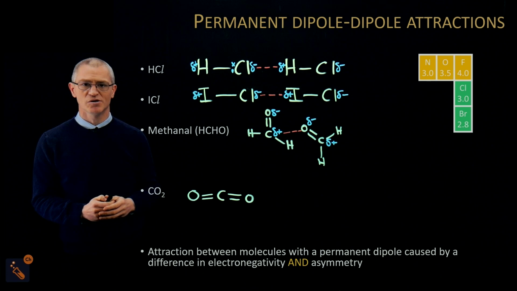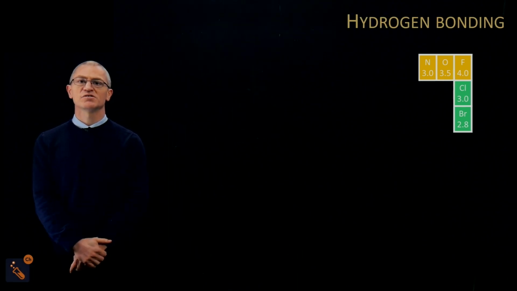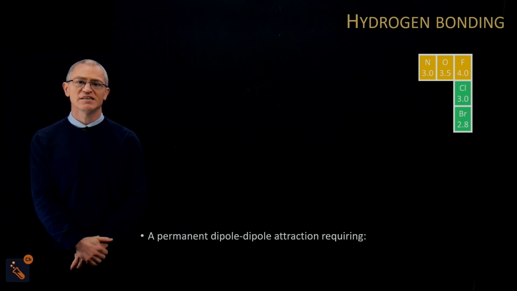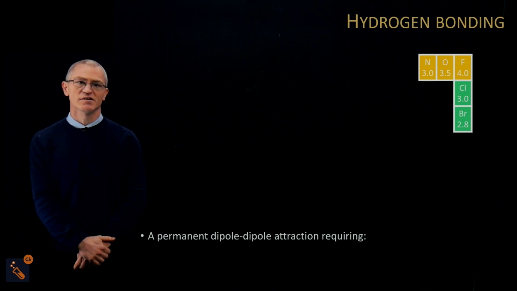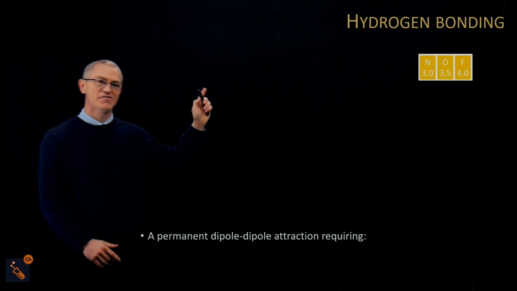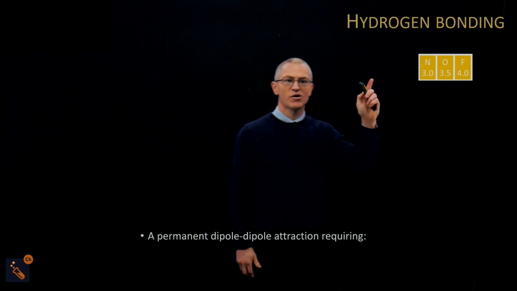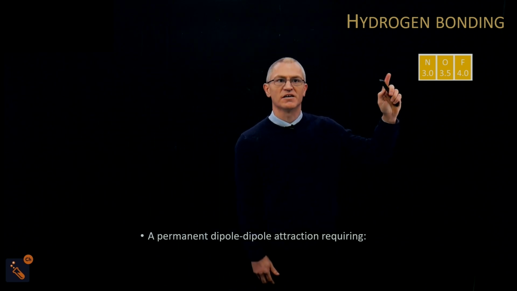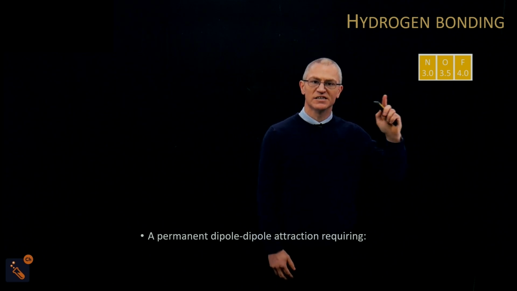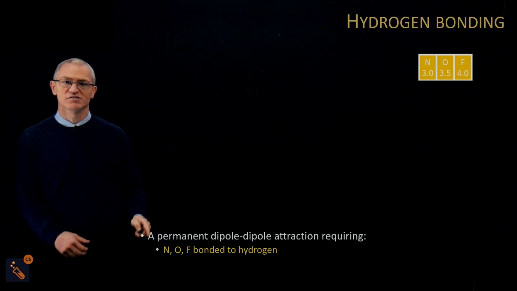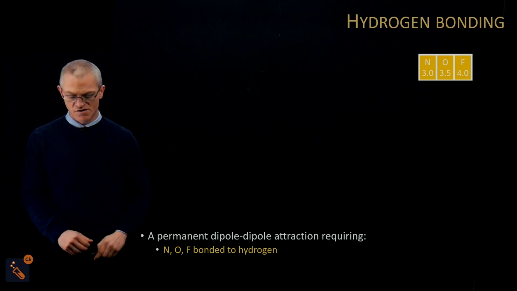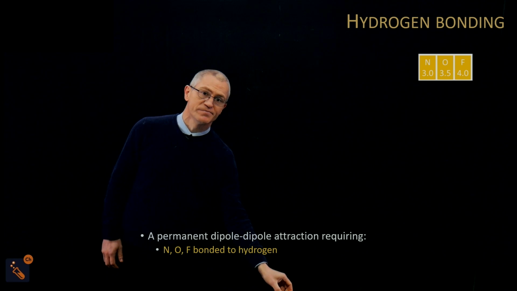We're now going to move on to hydrogen bonding, and we're going to talk about how to draw hydrogen bonds. So first of all, we need to do hydrogen bonding. We need a permanent dipole attraction requiring, okay, N, O or F. So this is why I went NOF clubra, okay, because NOF is the elements that you need to get this permanent dipole attraction occurring. So N, O or F bonded to hydrogen.